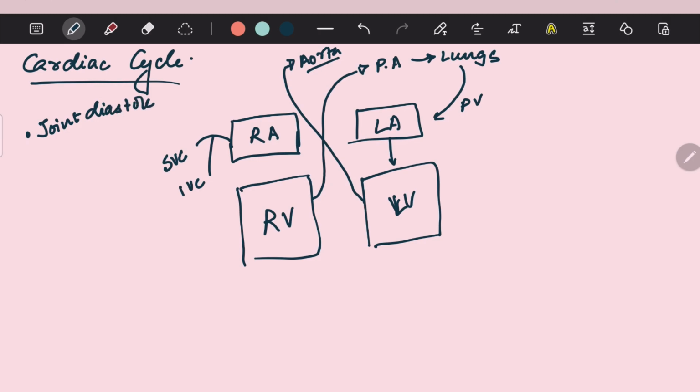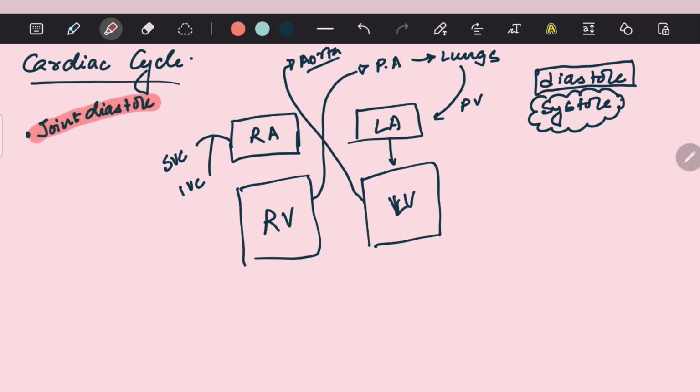During the entire cardiology section, we would get to know two terms. One is diastole and another is systole. Diastole is that state of a chamber when it is at a relaxed state, whereas systole is that state of any chamber when it is at its contracted state. Initially, all the four chambers are at a relaxed state, that is, they are at a joint diastole stage.